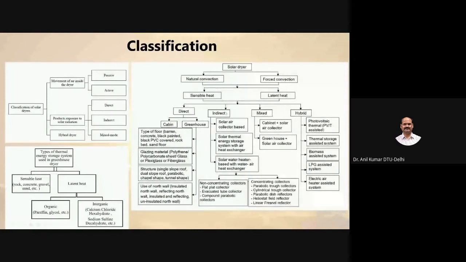Okay, so now this indirect solar dryer is also there. Indirect means the air is heated in some solar air heating collector and then supplied into the drying chambers. Again, we are using energy storage with the heat exchanger. So this is another way to apply the energy storage material in the indirect solar drying system: solar water heating based on the water-air heat exchangers.